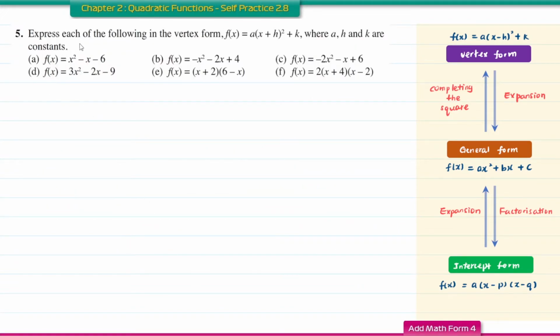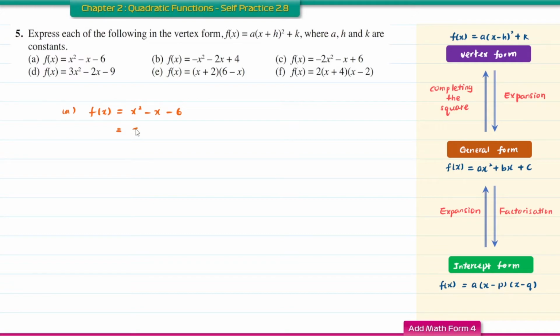Question number 5. Express each of the following in the vertex form where a, h, and k are constants. To change it to vertex form, we're going to use the method of completing the square. First, make sure the quadratic function is written in general form. So for question A, this function is already written in general form, so straight away we can convert it into the vertex form. First, make sure that A is equal to positive 1. In this case, it is.